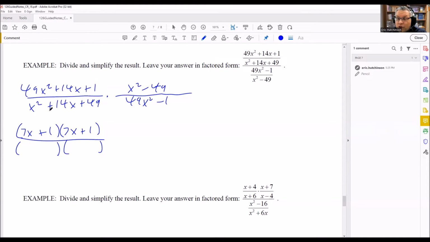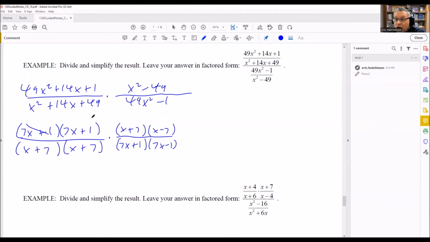Okay, on the bottom, we're looking for two numbers that multiply to make 49 and add to be 14, and that's going to be 7 and 7. Next, we have the x squared minus 49. That's a difference of squares. That's going to be x plus 7, x minus 7. And then on the bottom, that's a difference of squares also. Now for this, 49x squared, we already know that from before, can be written as 7x times 7x or 7x quantity squared. So this is going to be 7x plus 1 and 7x minus 1. Again, difference of squares we're using on that one.